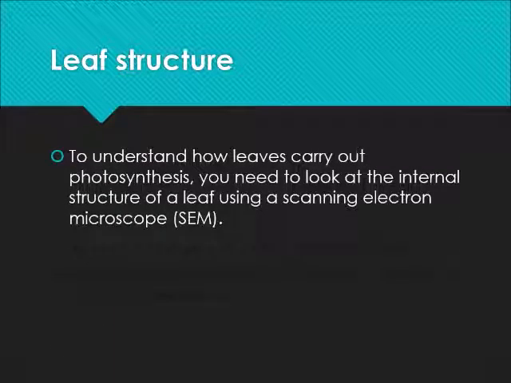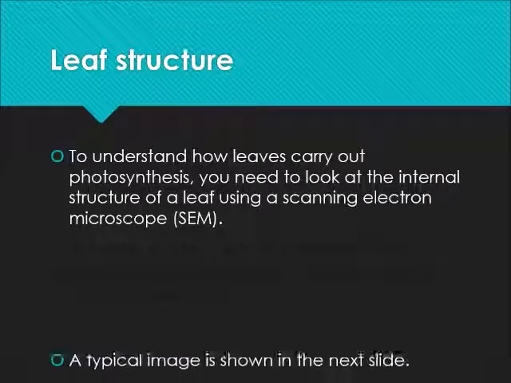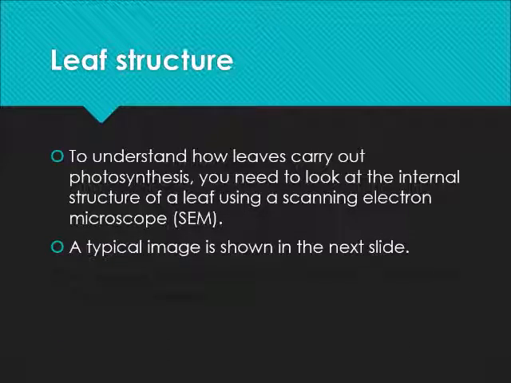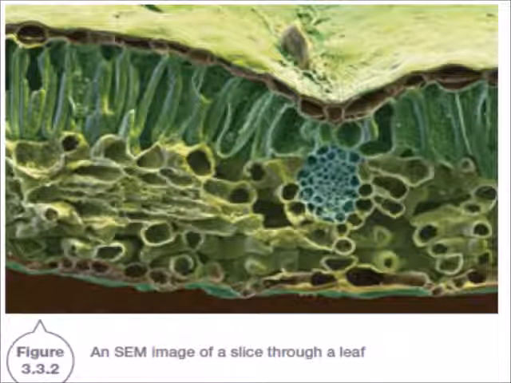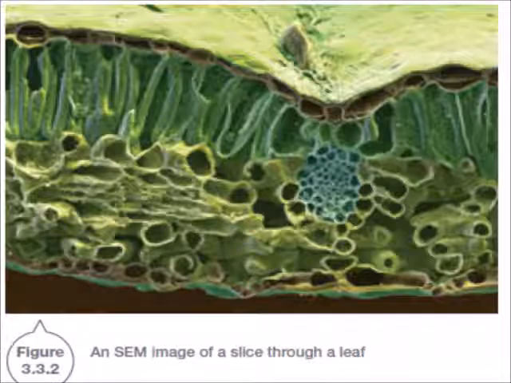If we have a look at the leaf structure, we can see how that actually happens. And we're going to have a look at a leaf in a minute, which has been viewed by a scanning electron microscope, so it is magnified many times. And then we'll also look at an image of the inside of a leaf on the next slide. So here's the leaf that's seen by scanning electron microscope, and you can see all these little structures and spaces here, which we'll explain in the next slide.